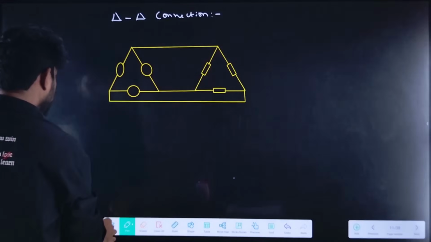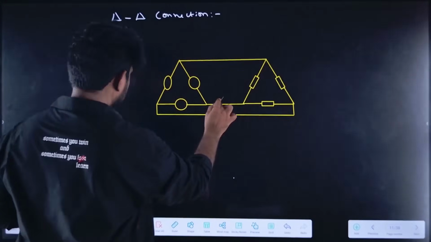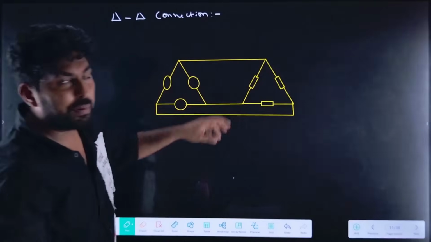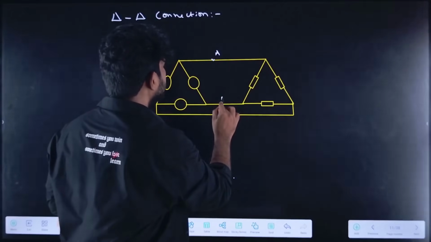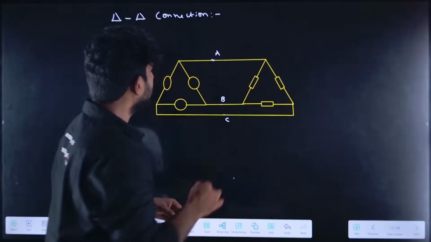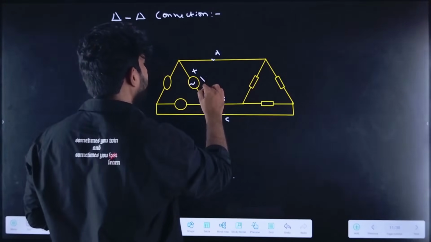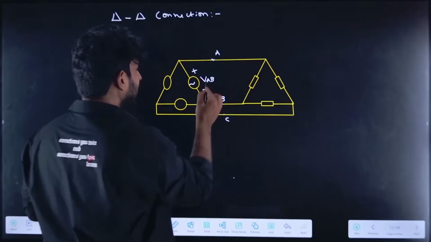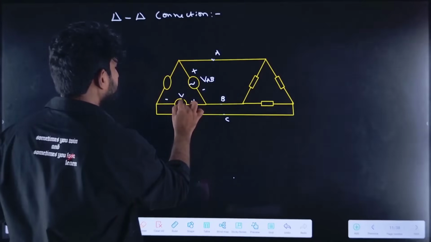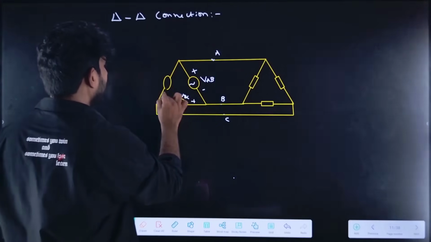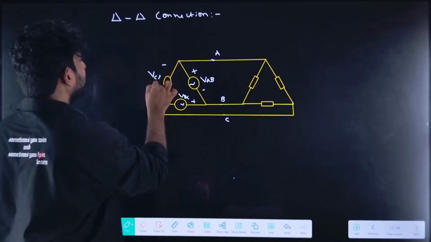Now let me explain the delta connection. Let me mark the naming. This is the A phase, this is the B phase, and this is the C phase. So this source will be VAB, this source will be VBC, and this source will be VCA.